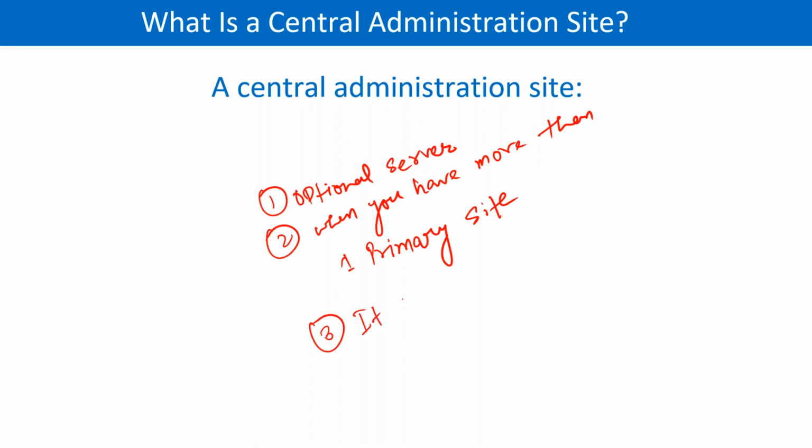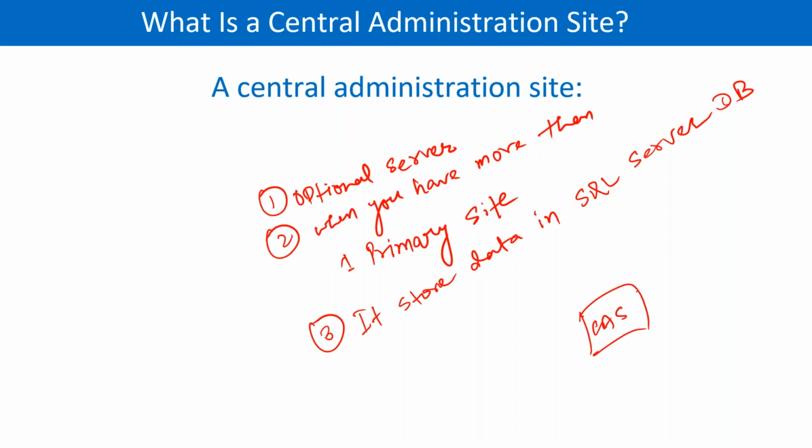Point number 3 is it stores data in SQL Server database. Okay. It does not need any Sybase database or Oracle database. It has a separate database. For example, CAS will store the data in a database. Okay, separate database. It's not a shared database like primary and secondary. They will have separate database just like this one. Got it? Okay.